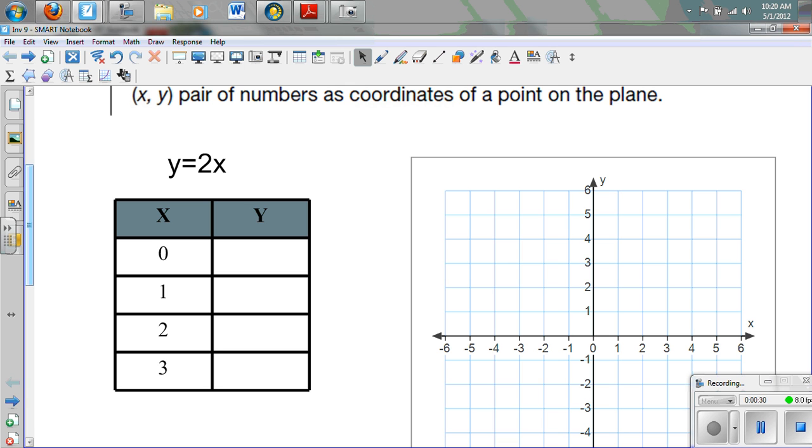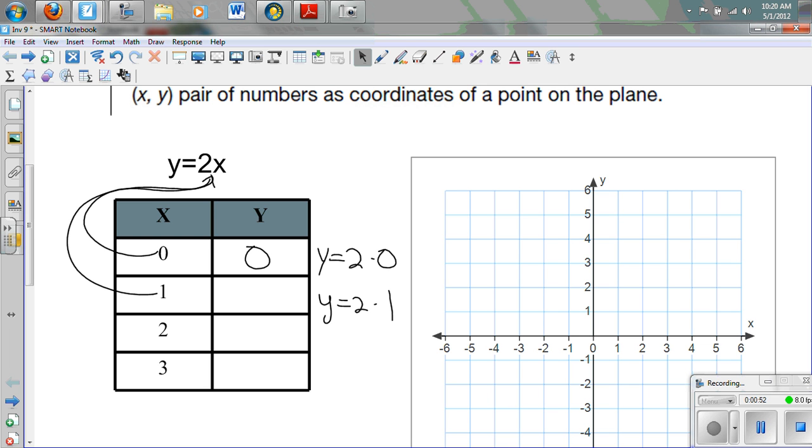As a reminder of how to do this, when we solve, we're going to put 0 in for x right here. So y equals 2 times 0, and 2 times 0 is 0, so y equals 0. Then y equals 2 times 1, because now we replace x with 1, and 2 times 1 is 2, so y equals 2. When we put 2 in, y equals 2 times 2, that's 4. Now we put 3 in for x, so y equals 2 times 3, that's 6.